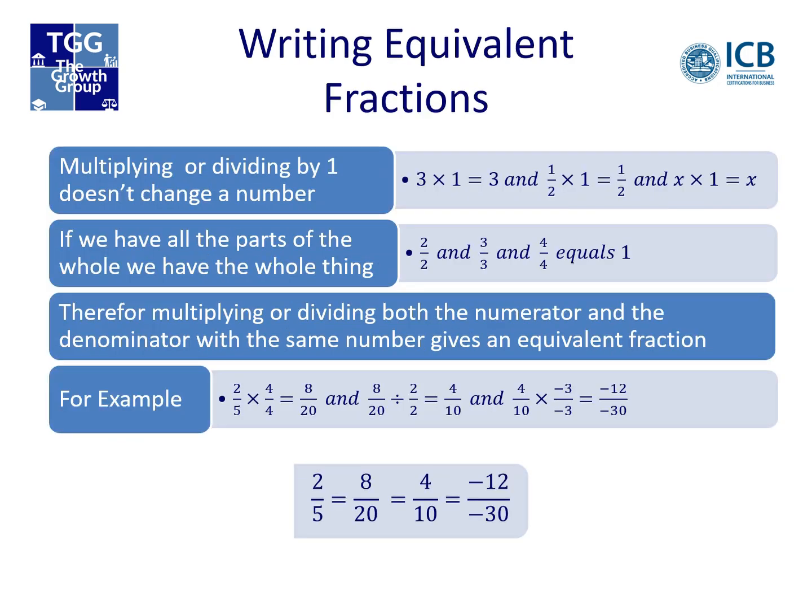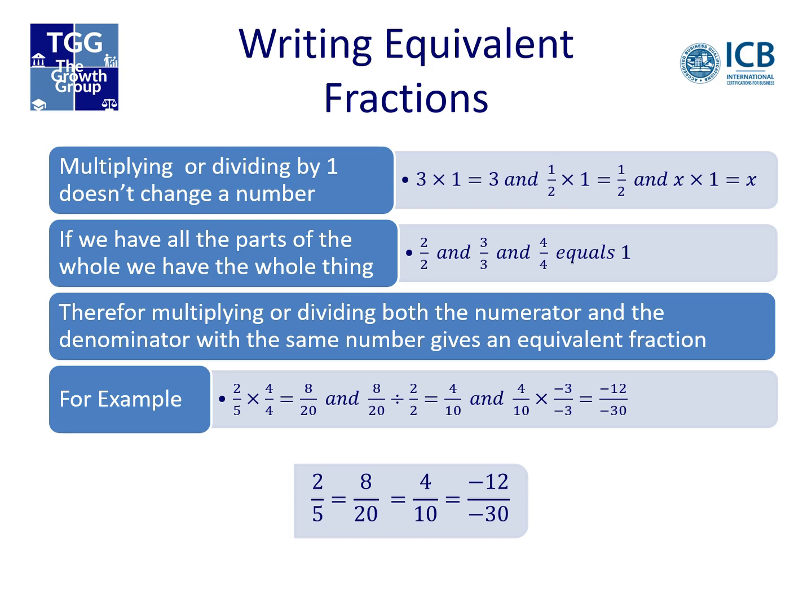Now we are going to look at how we write equivalent fractions, and I'm going to give you a little bit of the reasoning behind it. Now remember, from what we did in the previous chapter, multiplying or dividing by 1 doesn't change a number. If we have 3 times 1, it remains 3. If we have a half times 1, it remains a half. If we have any unknown, like x in this case, x times 1 remains x. If we have all the parts of the whole, we have the whole thing.